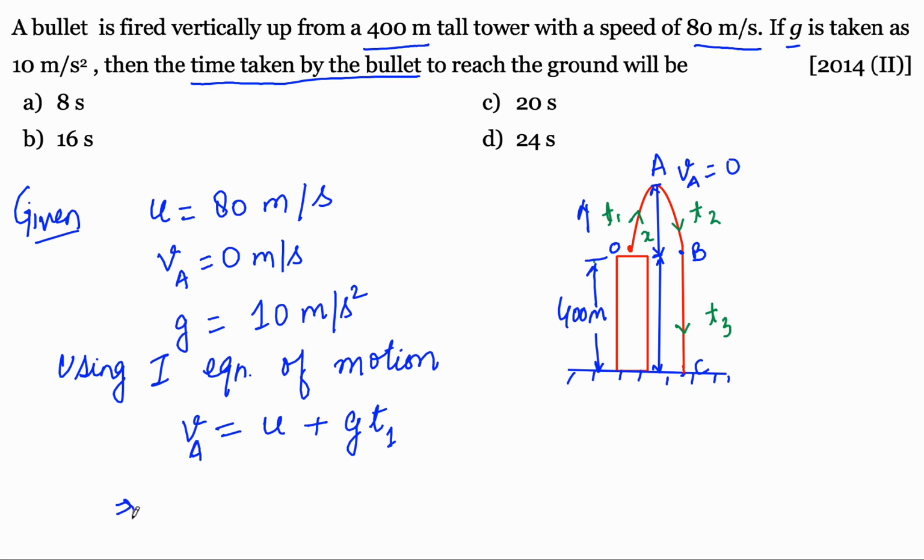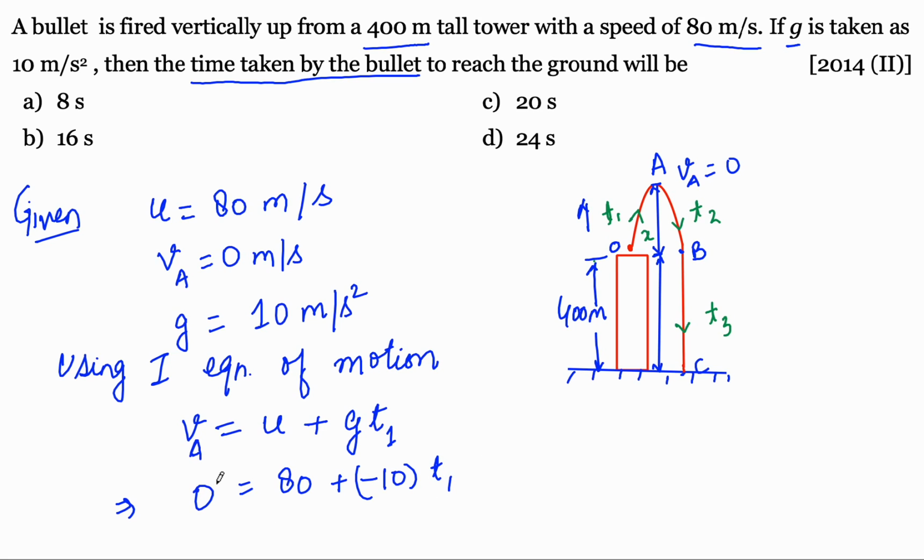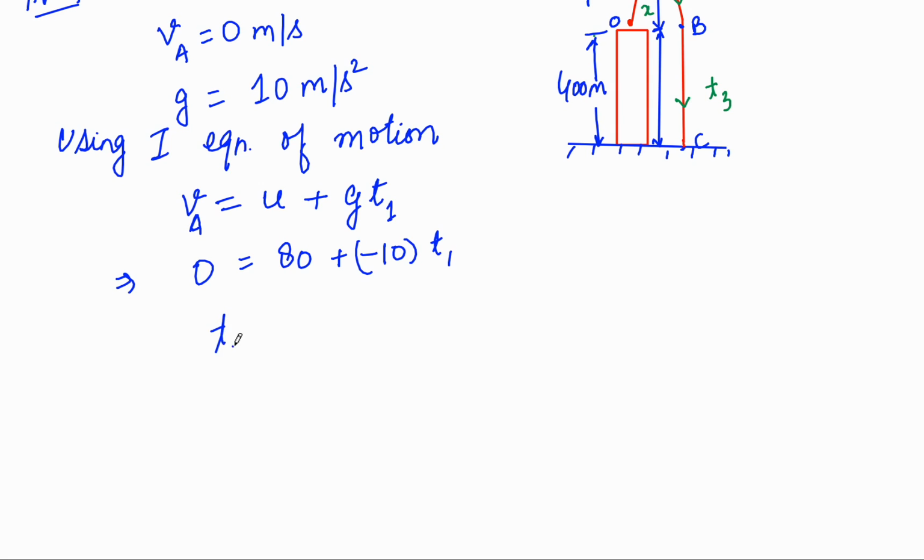Now remember this thing, that velocity at A, I already know that velocity at A is 0, initial velocity is 80 plus, see, this is g. Now in order to move the bullet in upward direction, g has to be negative, since it is opposite to the gravitational force, so you will write down g as minus 10 into T1. See, only one thing is unknown to us, so let's find it out. I'm going to simply write it as T1 is equal to 80 by 10, so it will be 8 seconds.